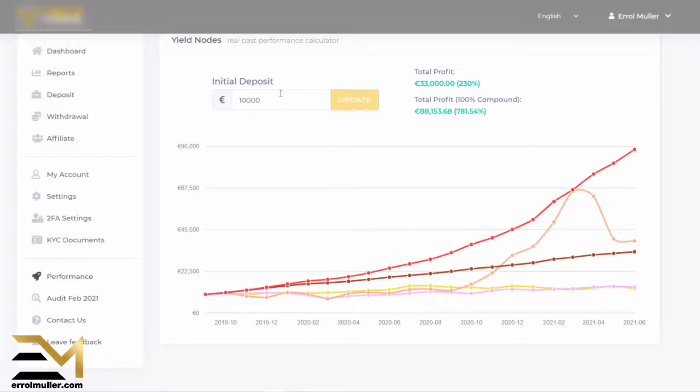So if you want to, you'll have to be registered within this program if you want to use this calculator, and if you've invested money, you can literally play with this calculator and enter your amounts that you've invested. And I'm going to show you my investment now.